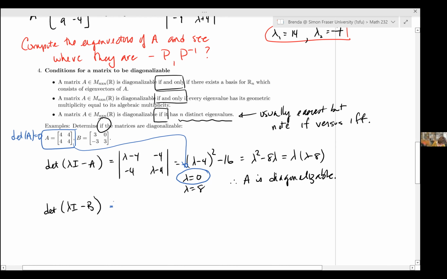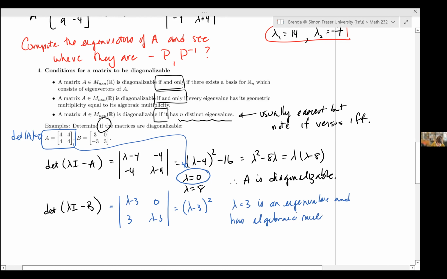Okay, I can go through with B and I get this guy here. I get the minus 3, 0, 3, lambda minus 3. So I compute lambda I minus B. I get this. I take the determinant. I get this, lambda minus 3 squared. I find out that lambda equals 3 is an eigenvalue, and it has algebraic multiplicity equal to 2.